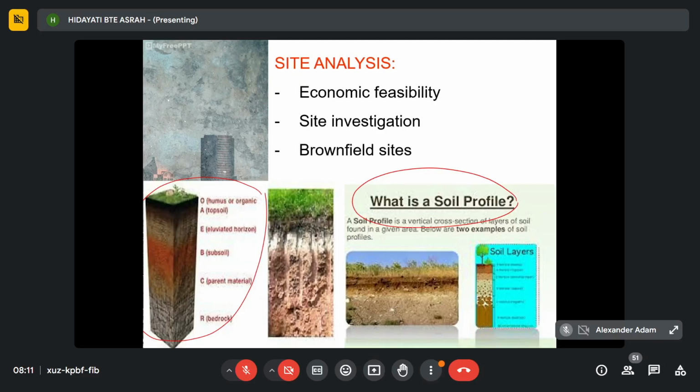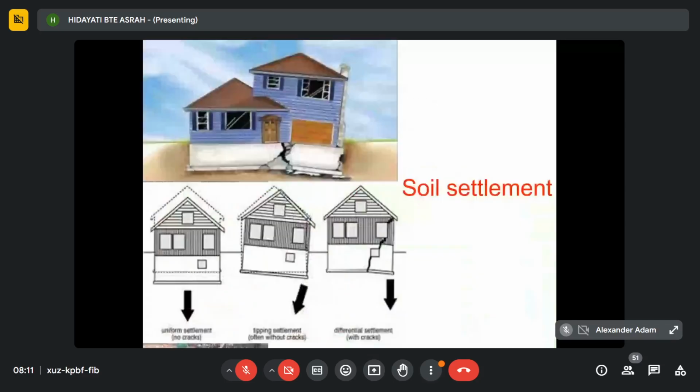You must do the site investigation, and also there will be an additional cost if you encounter weak soil on your project site. If your soil is weak soil, then you have to solve this problem before you can proceed with the construction process. So that's why the soil profile is one important piece of information that you must have during the site analysis. If you don't have sufficient soil investigation, this also will cause improper foundation design.